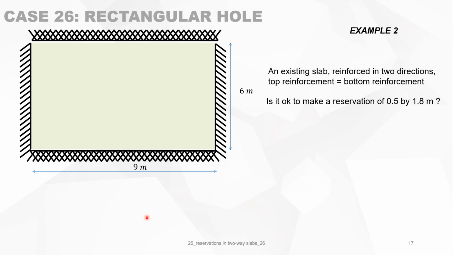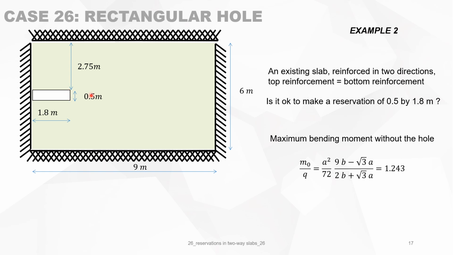We can now have another example, an example of an existing slab reinforced in two directions, and the top reinforcement is equal to the bottom reinforcement, but we do not know the quality of the concrete or the reinforcement that is put in it or the load it was calculated for. Now, in this existing slab, they want to make a reservation of 1.8 by 0.5 meters to put some cables through it. The question is, is this possible?